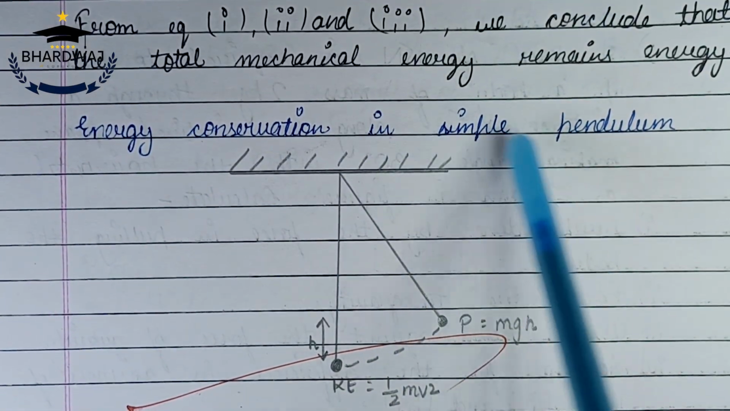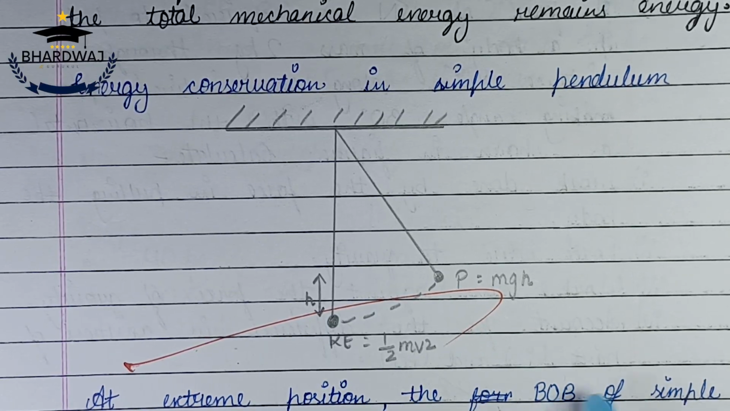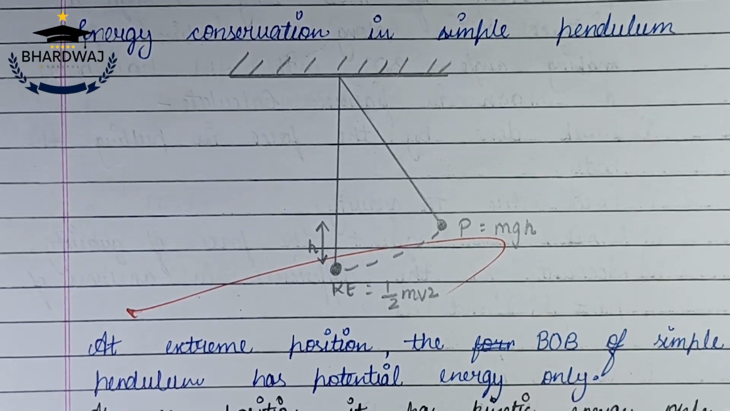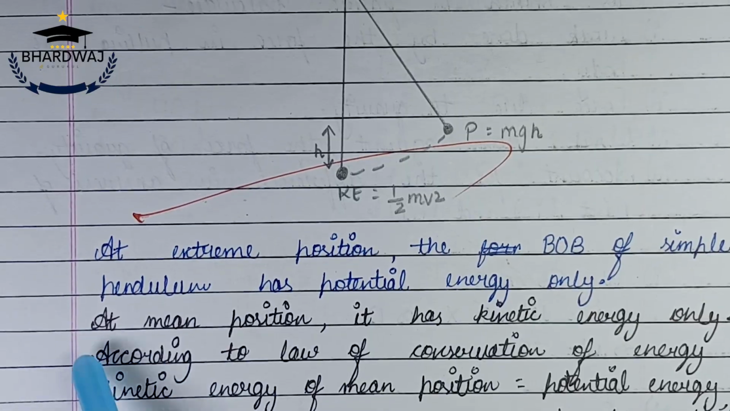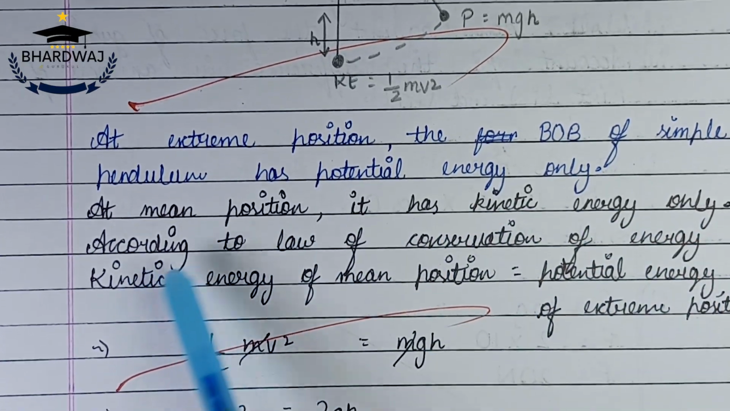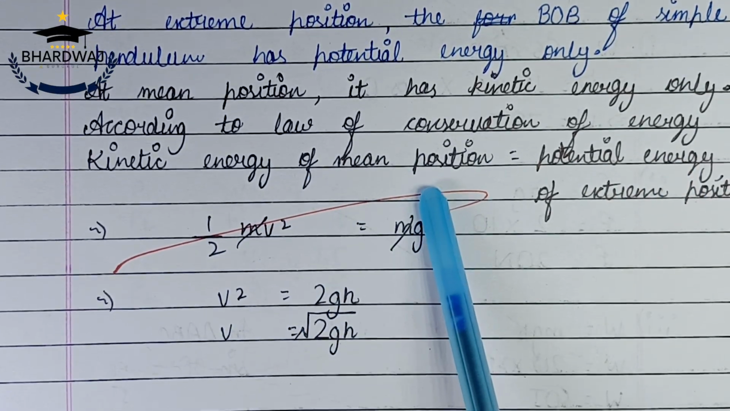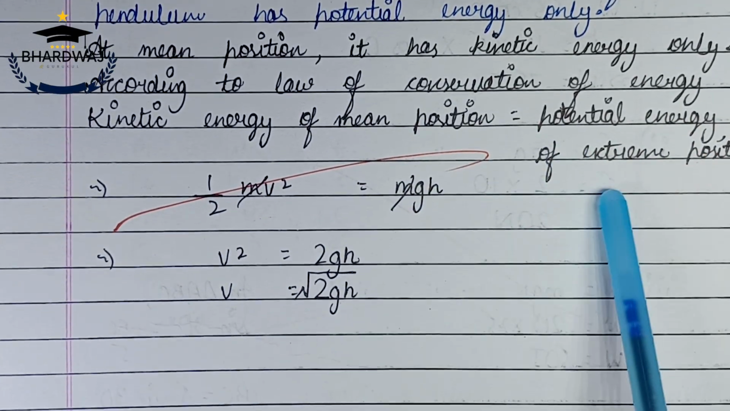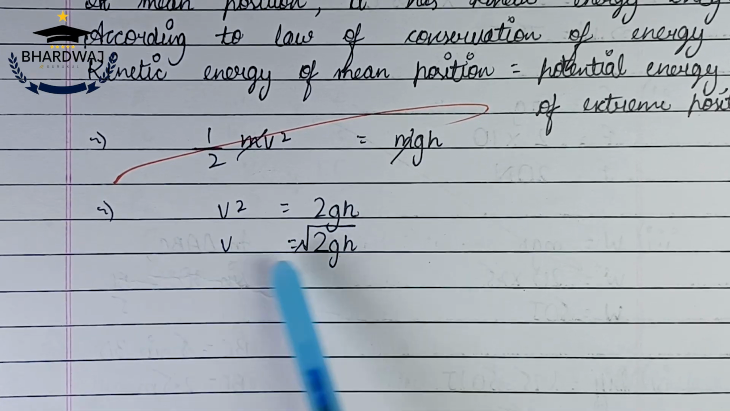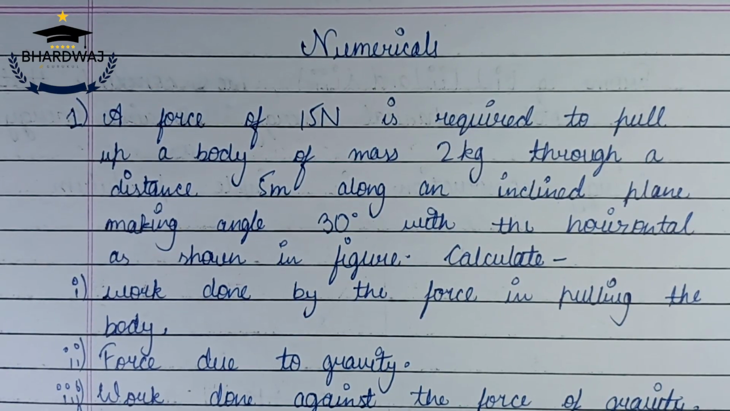Energy conservation in a simple pendulum. At extreme position, the bob of a simple pendulum has potential energy only. At mean position, it has kinetic energy only. According to the law of conservation of energy, kinetic energy at mean position equals potential energy at extreme position. v equals under root 2gh. Now let's move to numericals.